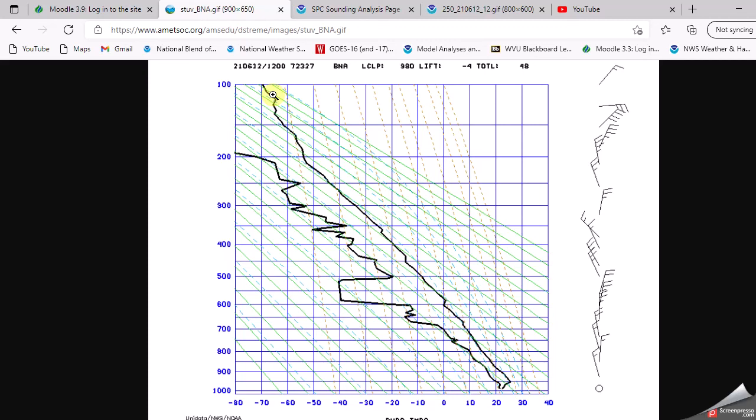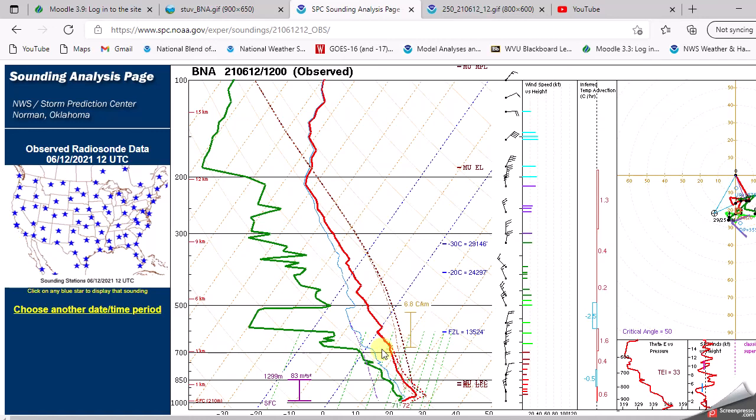This diagram is called a Stuve diagram. It basically just plots temperature and pressure. Pressure is on the y-axis, temperature is on the x-axis. Meteorologists like to do a little bit of change of this. And here is how we change that. Same exact sounding, but now I'm plotting it on a skew-T.